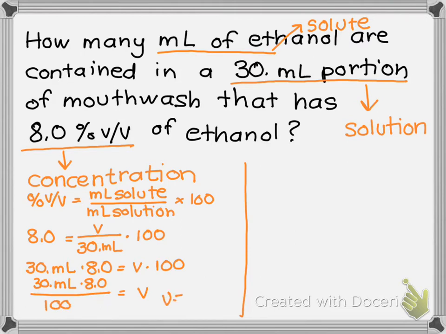And so then V equals, doing the math, 2.4 milliliters. So what I'm solving for, if you reread the problem, it says how many milliliters of ethanol are contained in a 30 milliliter portion of mouthwash that has 8% concentration, and there would be 2.4 milliliters of the ethanol. So this first way that I showed you, that's just plugging in and using algebra on this side.